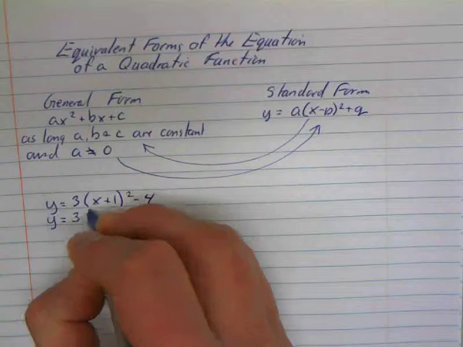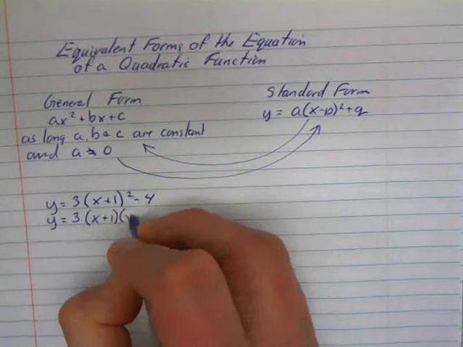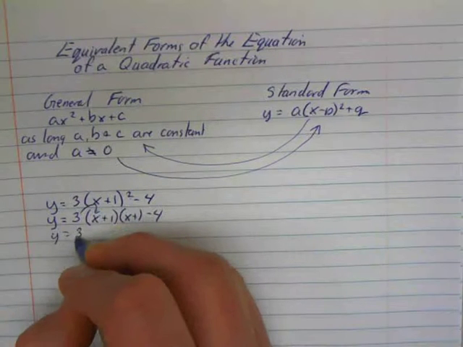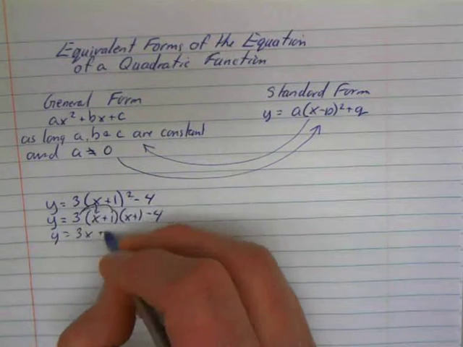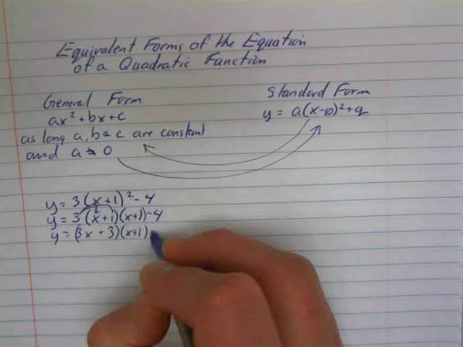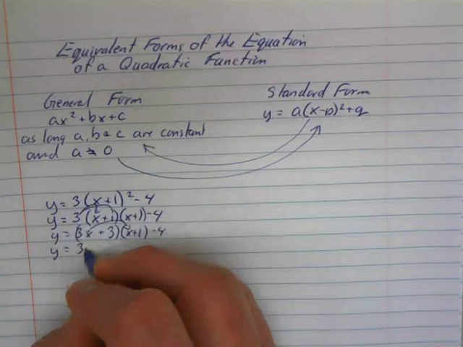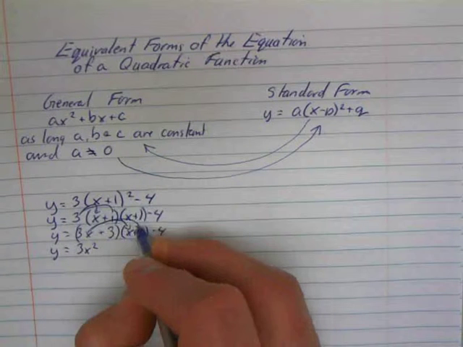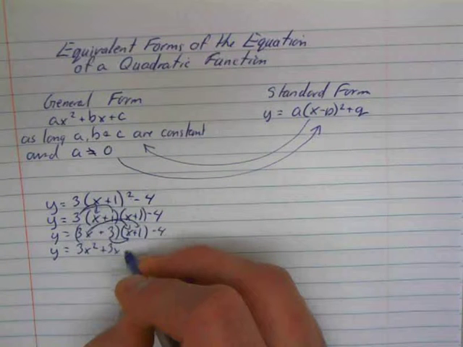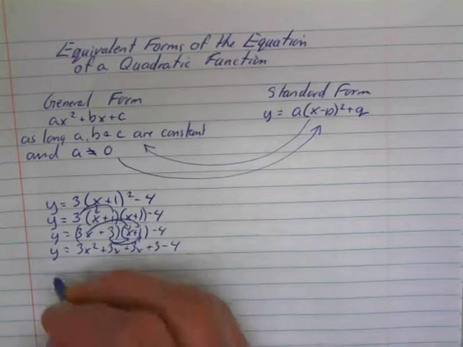Y is equal to 3. And because there's 2's here, that means you have two sets of x plus 1 times x plus 1 minus 4. The 3 comes in. The y is equal to 3x plus 3 in brackets, then x plus 1 minus 4. Once again, we multiply the 3 times the x. Y is equal to 3x squared, and then 3x times 1 is plus 3x, and then 3 times x is plus 3x, and 3 times 1 is plus 3 minus 4.